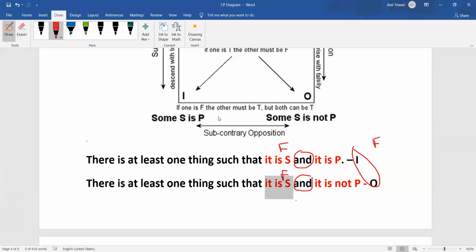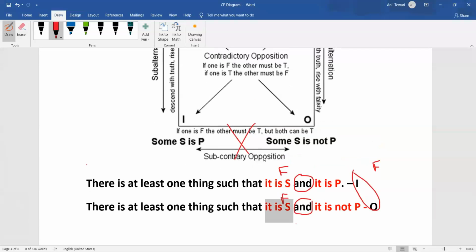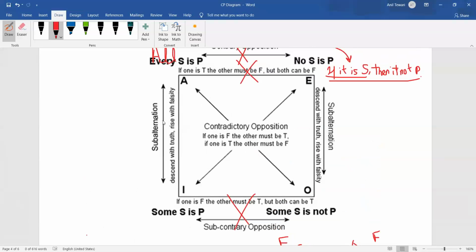And what did we learn in the subcontrary relationship? They cannot be false together. They can be true together, but they cannot be false together. But look at this situation where there is no member in the subject class. They are becoming false. And therefore, the subcontrary relationship is gone.